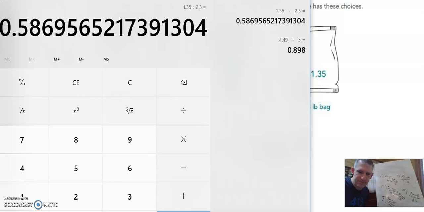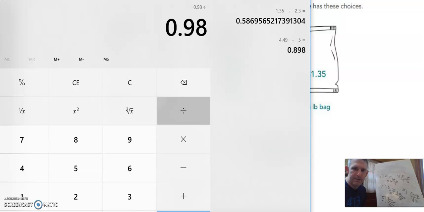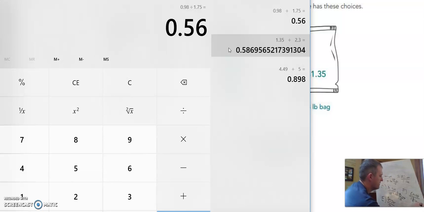All right. 0.98 divided by 1 3/4. 1 3/4 on a calculator. How am I going to type that in? Well, if you think about it, 3/4 is 75 cents. So I could divide by $1.75 because I had 1 whole, and then the 75 represents the 3/4. So I hit enter, and that is going to be about 56 cents per pound.